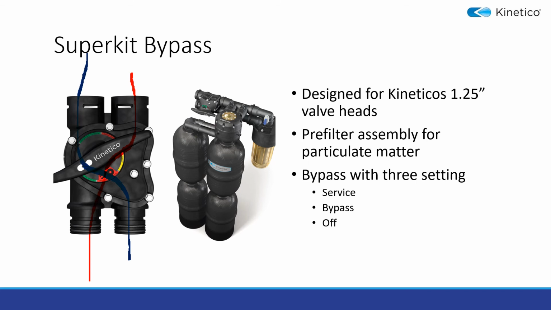The Super Kit will also have a 10-year warranty on all parts. Traditional softeners do not come with a superior bypass system such as this. They typically come with what's called a slider bypass with 2 settings, either in service or in bypass. It will not shut off the water flow to the home. In addition to this, they don't typically come with a pre-filter assembly, which means any particulate matter entering into the home could get into the softening resin bed and dirty the unit.